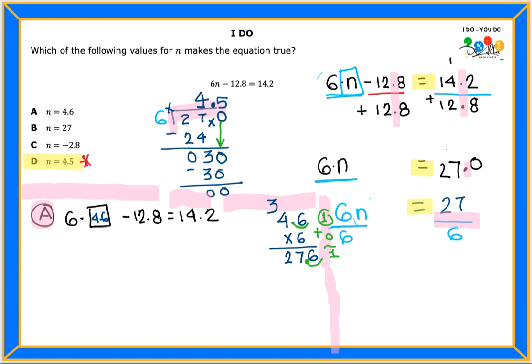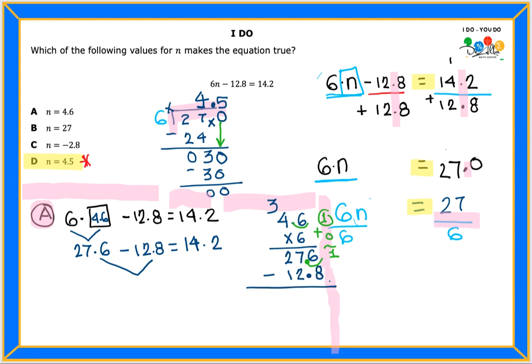Then I'm going to do substitution here. This times this gets me 27.6 minus 12.8 should be equal to 14.2. See, guys? Okay, so now I have one subtraction. We have to do this operation here. And I'm going to do it right here. 27.6 minus, lining up the decimal point, and then I have 12.8.